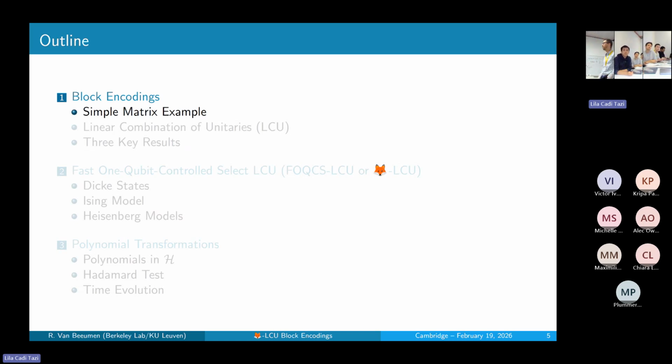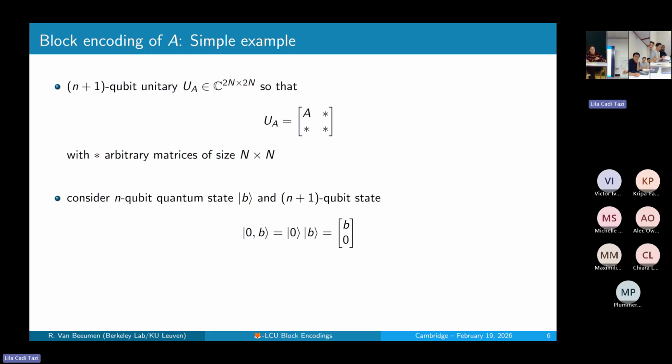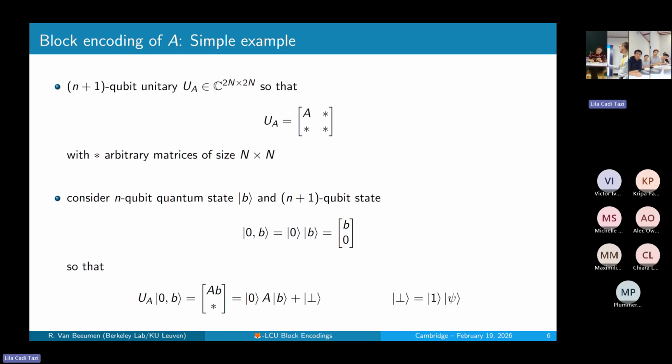So for that, I'm going to start with a simple matrix example. Assume we have an n by n matrix A. Then we can always write an n+1 qubit unitary. So we double the size, and we don't care what the star elements in the matrix are. These are n by n matrices, but they just make the overall U of A unitary. So if we consider a corresponding n qubit quantum state b, and we extend that quantum state to an n+1 qubit state by just adding a 0 ket in front, so we have a block b and a 0 block, then we know that if we apply this block encoding U of A to this extended b, we obtain a 0 state times Ab plus some orthogonal state we don't care about. In matrix notation, we have Ab in the top block and some other stuff in the block below.